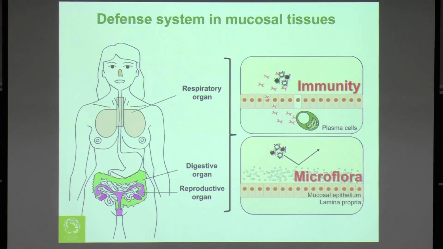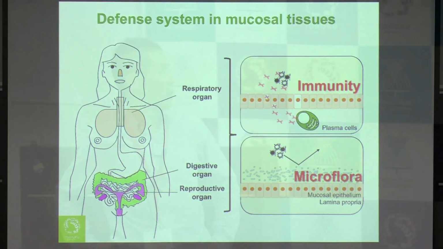So I'm going to talk about mammary gland biology today. The defense system in mucosal tissues, such as the gastrointestinal tract, respiratory tract, or vaginal tract, is very important for protecting our bodies from infectious diseases occurring in mucosal tissues, such as influenza, diarrhea, or HIV, and so on. That's why it's well known that such mucosal tissues possess a well-developed immune system.